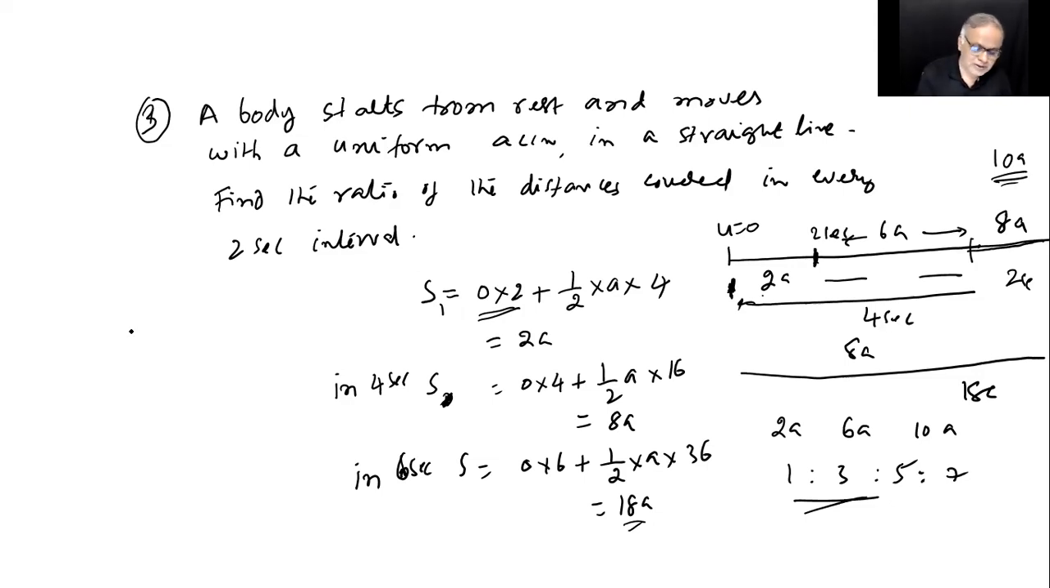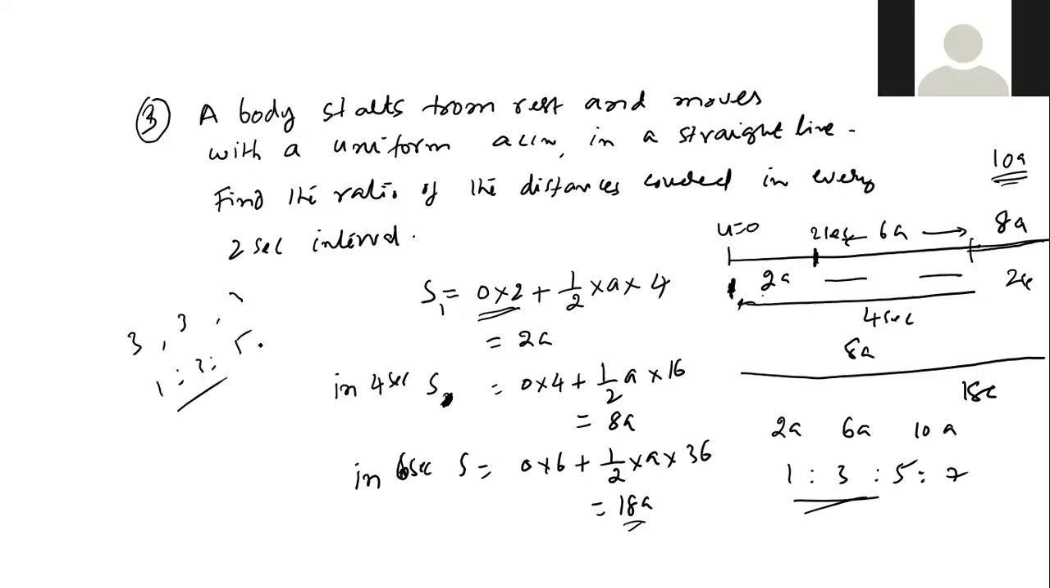If I take first 3 seconds, next 3 seconds also, I'll get 1 is to 3 is to 5. You can check. 3 is to 5 is to 7 is to 9, like that. You can go on doing it. So these are some properties of uniformly accelerated motion. I don't know whether people understood it. Did you? Yes, sir. So, can I go to next question? Yes, sir.